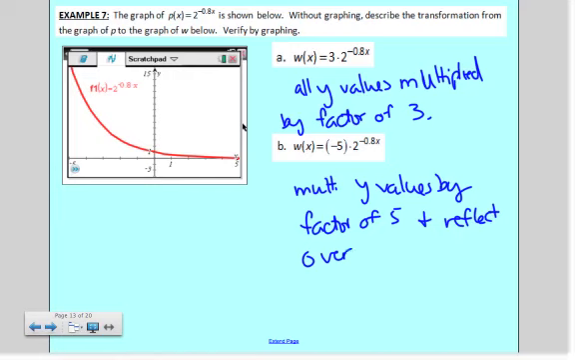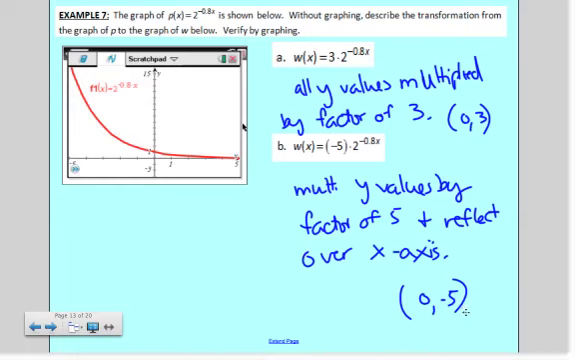Well, if you go back to part A, over the x-axis. Over x-axis. Did I say y-axis? I think so. Okay, meant over x-axis. If you go back to part A, if all of the y values get multiplied by a factor of 3, now my y-intercept is the point (0, 3), not (0, 1). And the y-intercept down here is the point (0, -5).